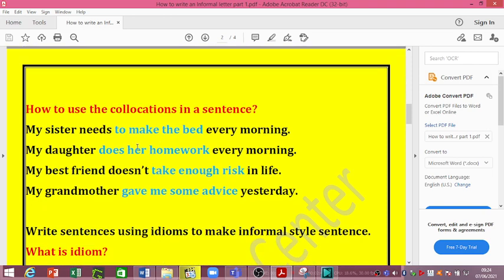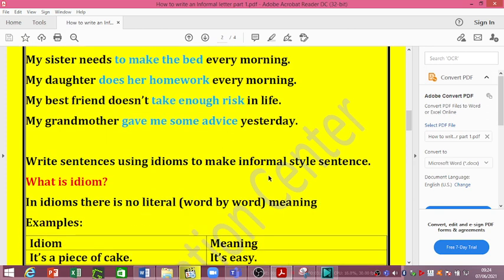Right. In these examples you can see how to use collocations in sentences. See this sentence: my sister needs to make the bed every morning. Here to make the bed is the collocation. My daughter does her homework every morning. Here does her homework is the collocation. My best friend doesn't take enough risk in life. My grandmother gave me some advice yesterday. In that way, when you write a sentence, you can use a collocation. Then this sentence becomes an informal style sentence.